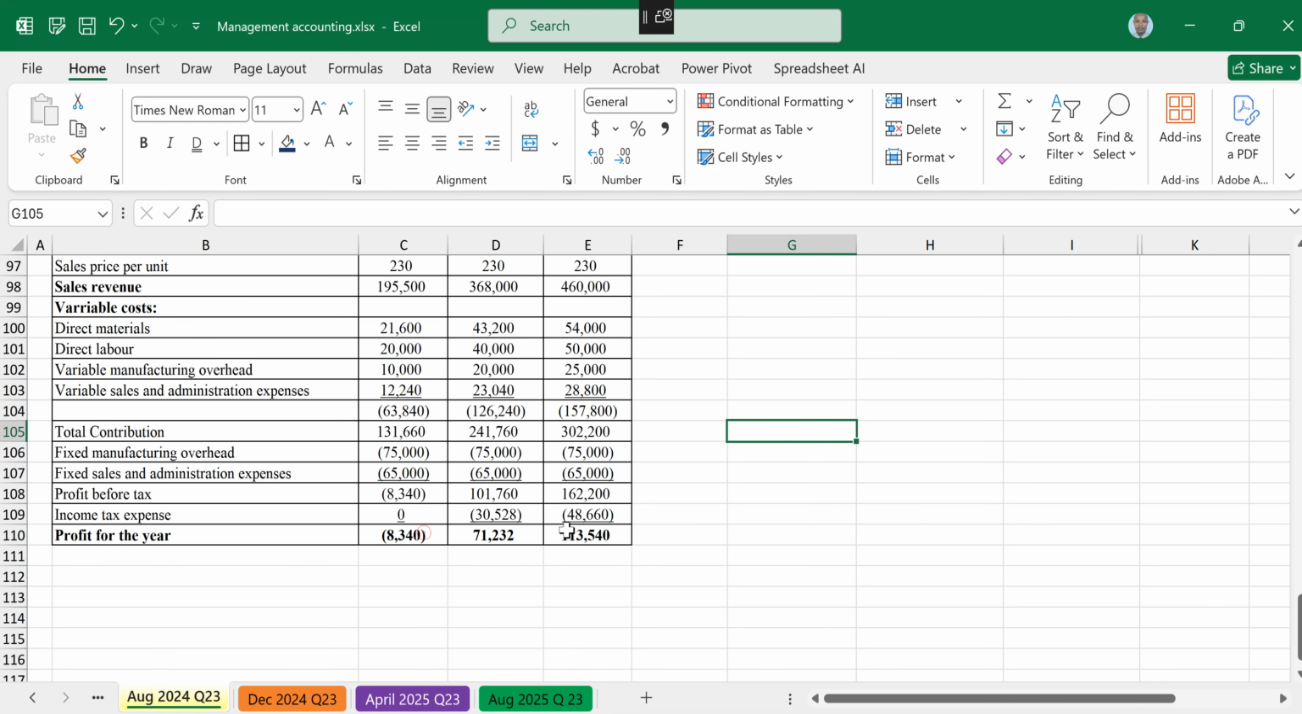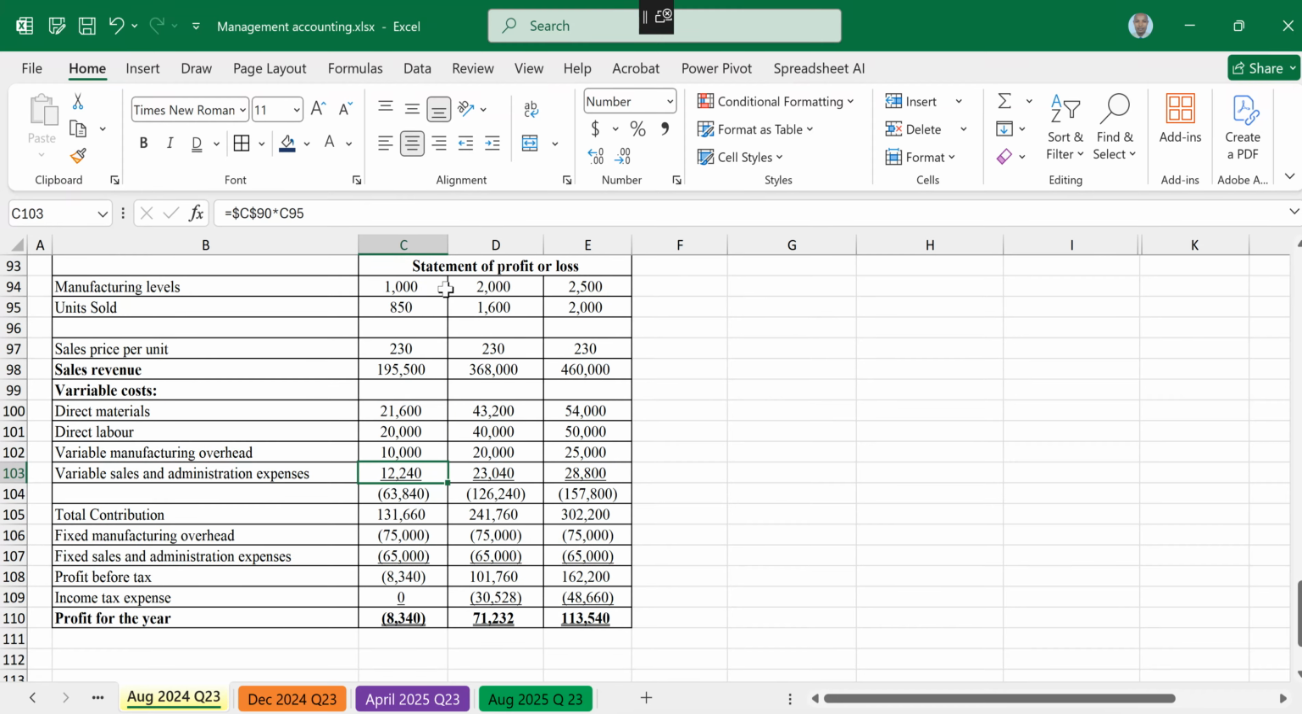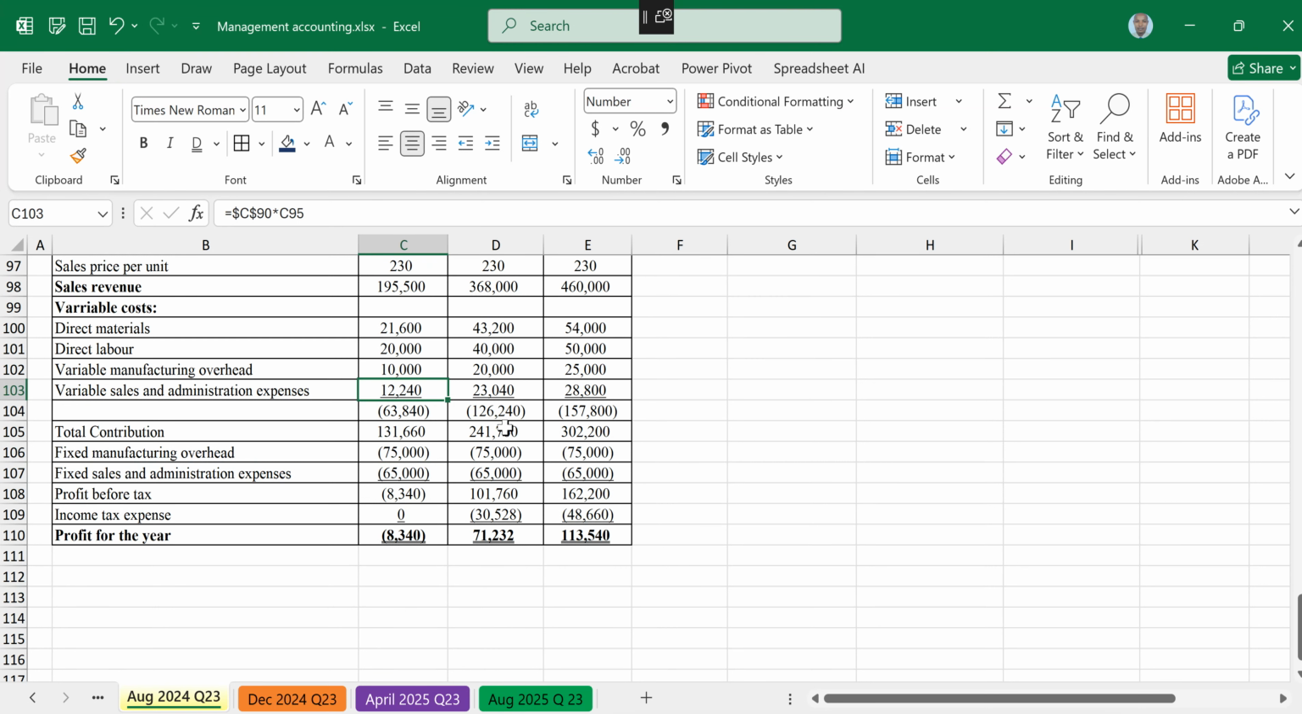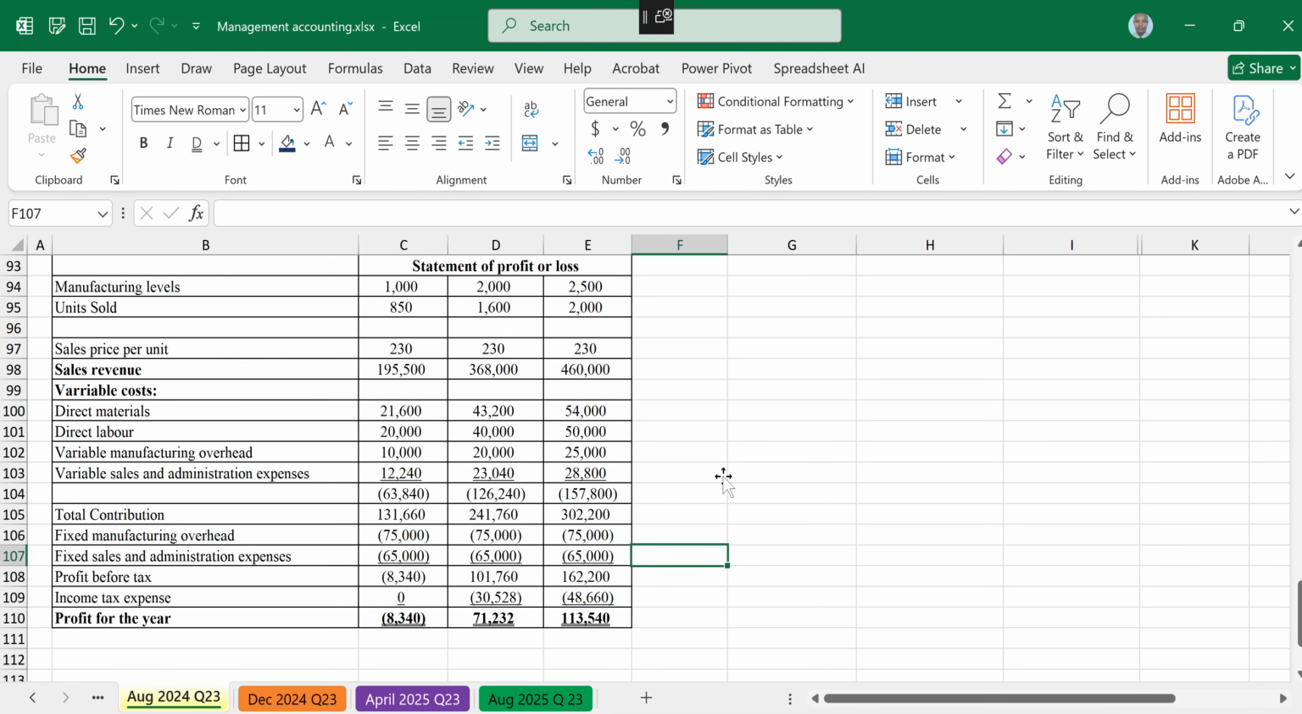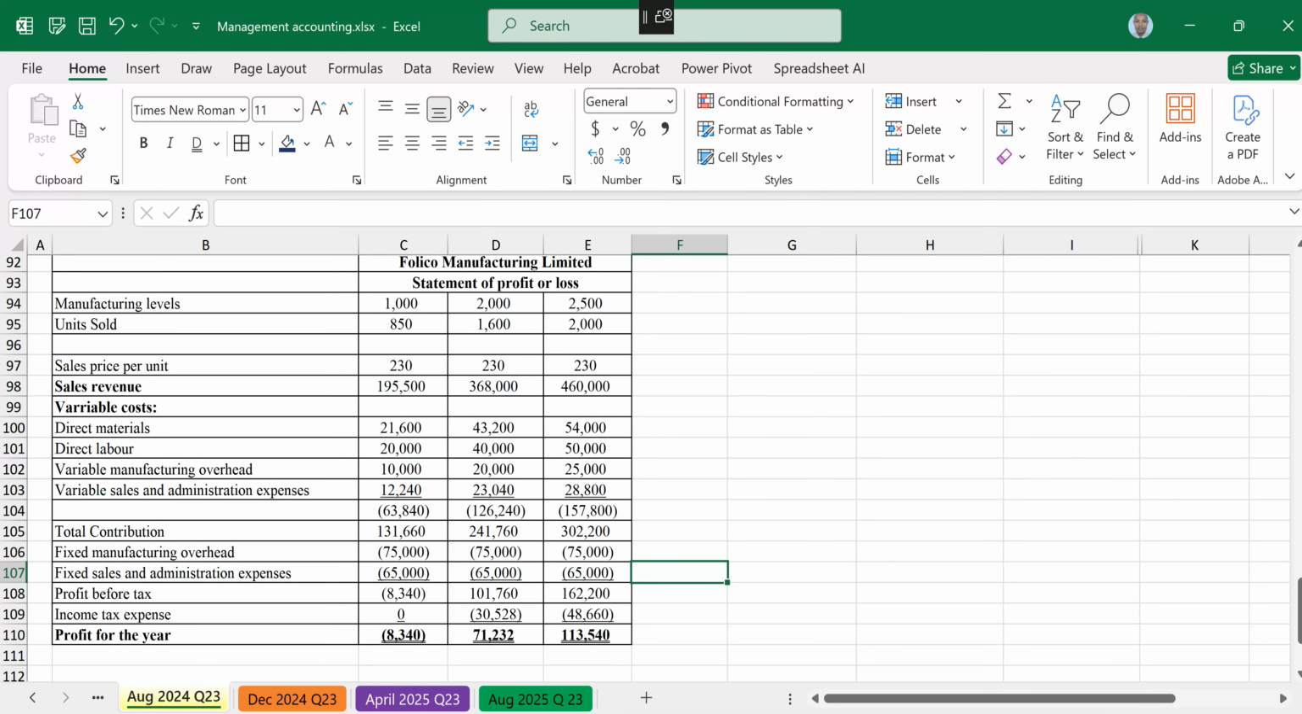The reason is the variable sales and administration expenses vary with sales. They don't vary with the units that were manufactured or produced. They vary with the sales. If you make that assumption, then this is the correct version of our question. That is it. That is how August 2024 question 23 was supposed to be solved.